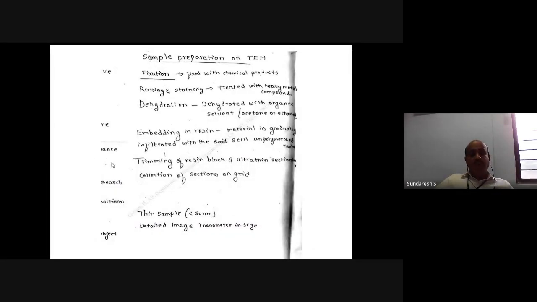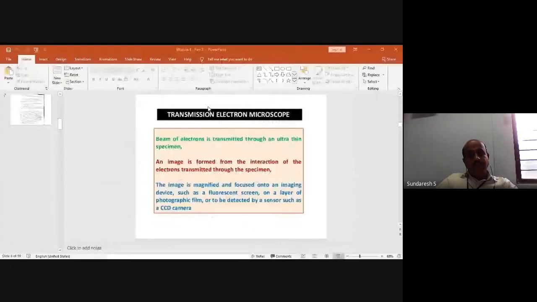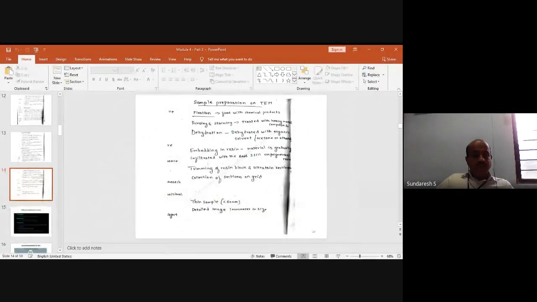This is how we prepare the sample for TEM. Any clarification, any doubts, anywhere if you're not able to understand, please ask me. You can stop me at any time and you can ask me. Shall we continue?